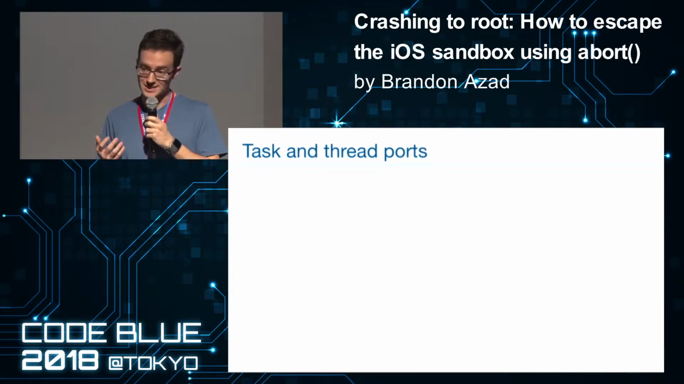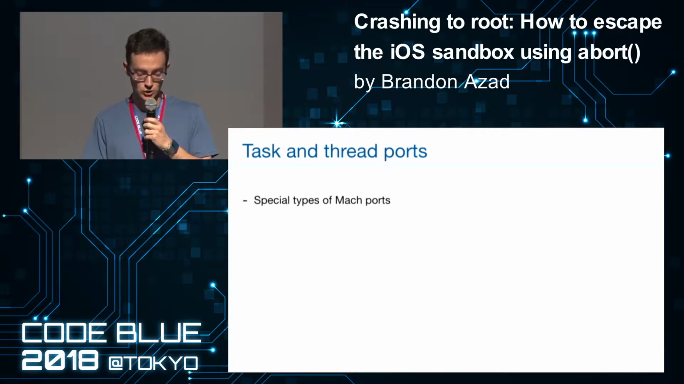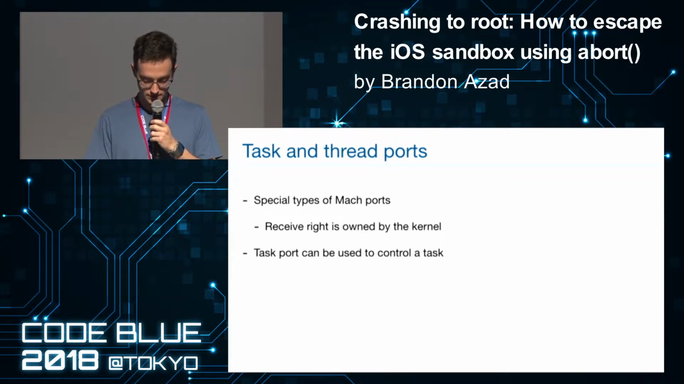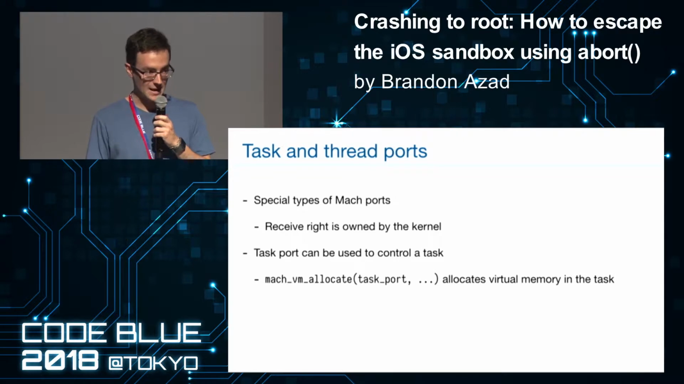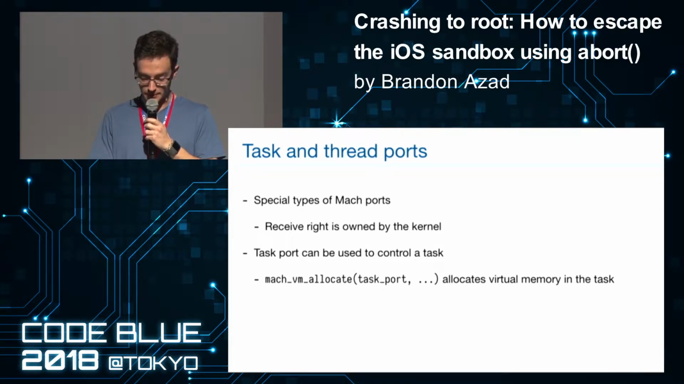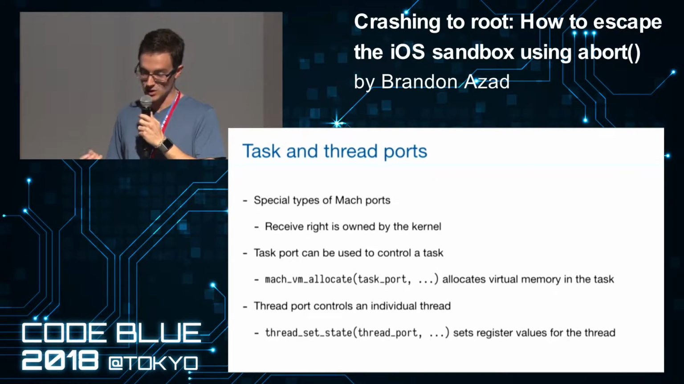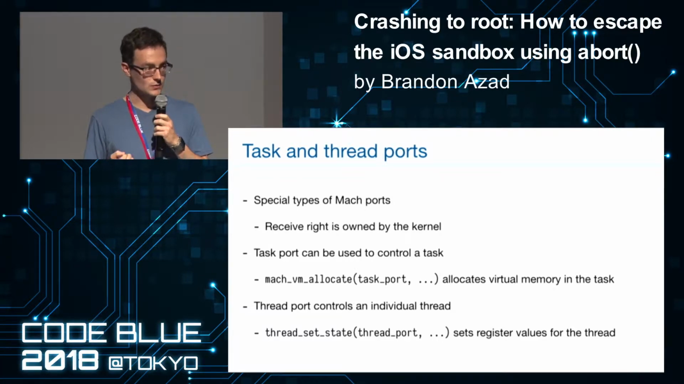All right, so in addition to the standard Mach ports, there are also special Mach ports in which the receive right is actually owned by the kernel itself. Chief among them are task and thread ports. A task port is a special port that can be used to control the corresponding task object. For example, calling mach_vm_allocate on a task port will cause the kernel to allocate virtual memory inside the task's address space. Similarly, thread ports allow you to control an individual thread inside a task. And for example, calling thread_set_state on a thread port will set the values of the registers in that thread.